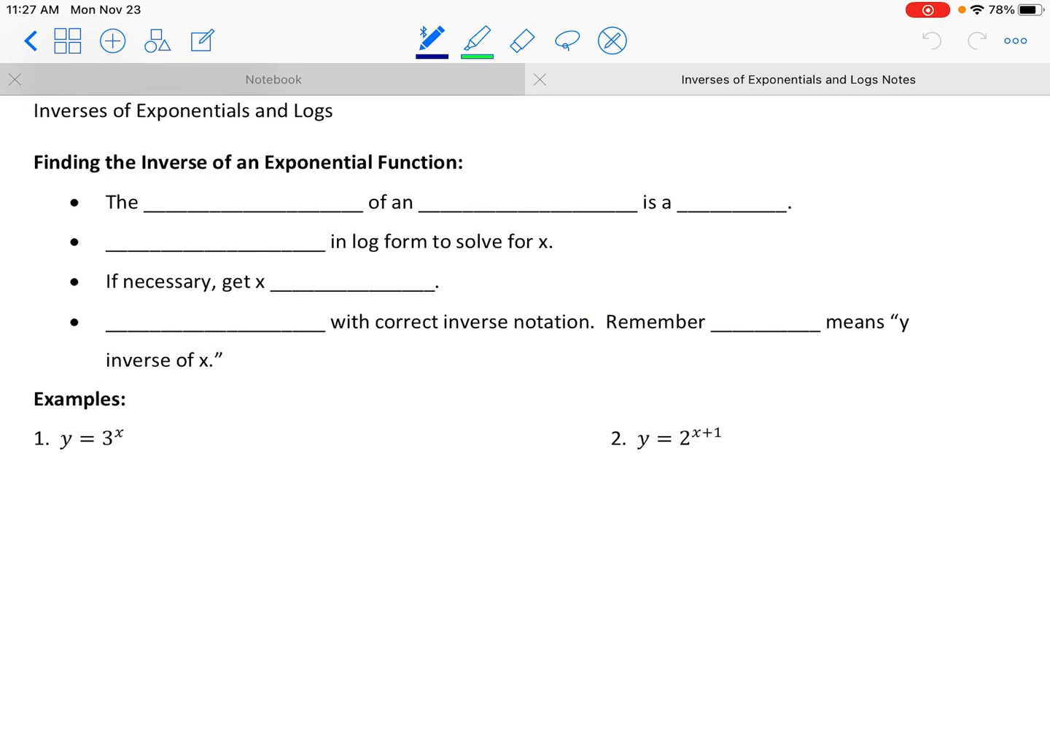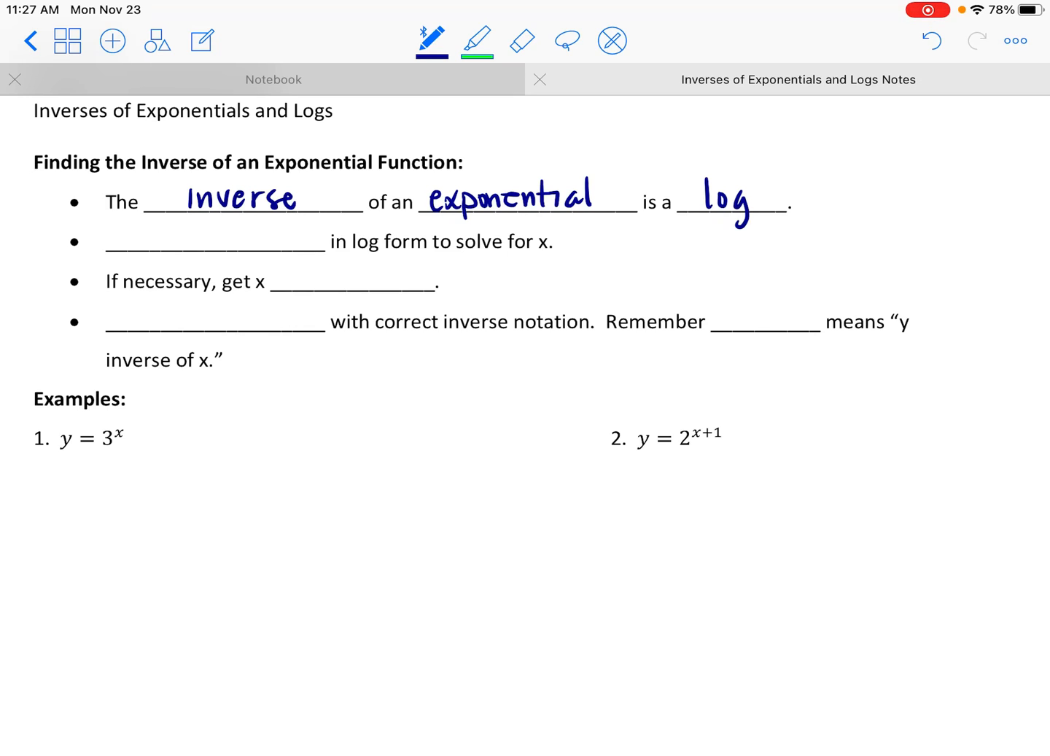Okay? So let's look at this when we're dealing with logs and exponentials. It is important to put in the memory bank that the inverse of an exponential is a log. Even though I can take an exponential and put it in an equivalent log form, the inverse of an exponential is also a log. So they can be linked as equivalents, but they can also be used as inverses.